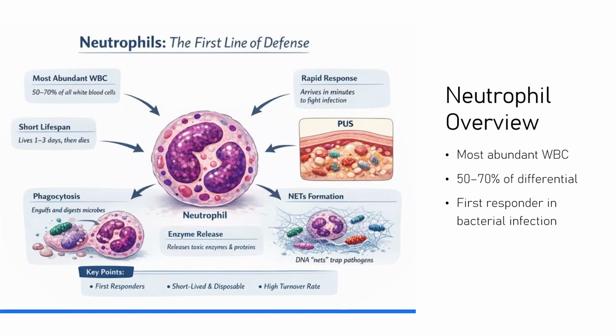They phagocytose bacteria, release antimicrobial enzymes from their granules, and can even form structures called neutrophil extracellular traps, or NETs. These DNA-based structures trap pathogens and help prevent them from spreading through tissues. And if you've ever wondered what pus actually is, a large component of it is dead neutrophils that have completed their defensive mission. So in many ways, neutrophils are like the frontline infantry of the immune system. They're fast, aggressive, and very disposable.